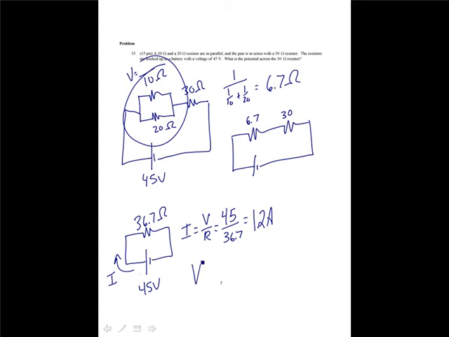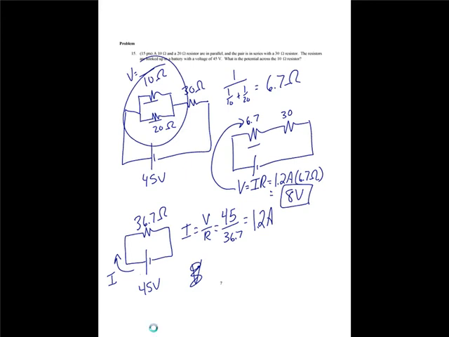And then my voltage across, let me draw it up here. My voltage across this resistor is equal to I times R. There are 1.2 amps going through that resistor times 6.7 ohms. That gives me a voltage of 8 volts. That is the answer, because the voltage across this resistor is the same as the voltage across this resistor and this resistor, because they're in parallel. So the answer is 8 volts.